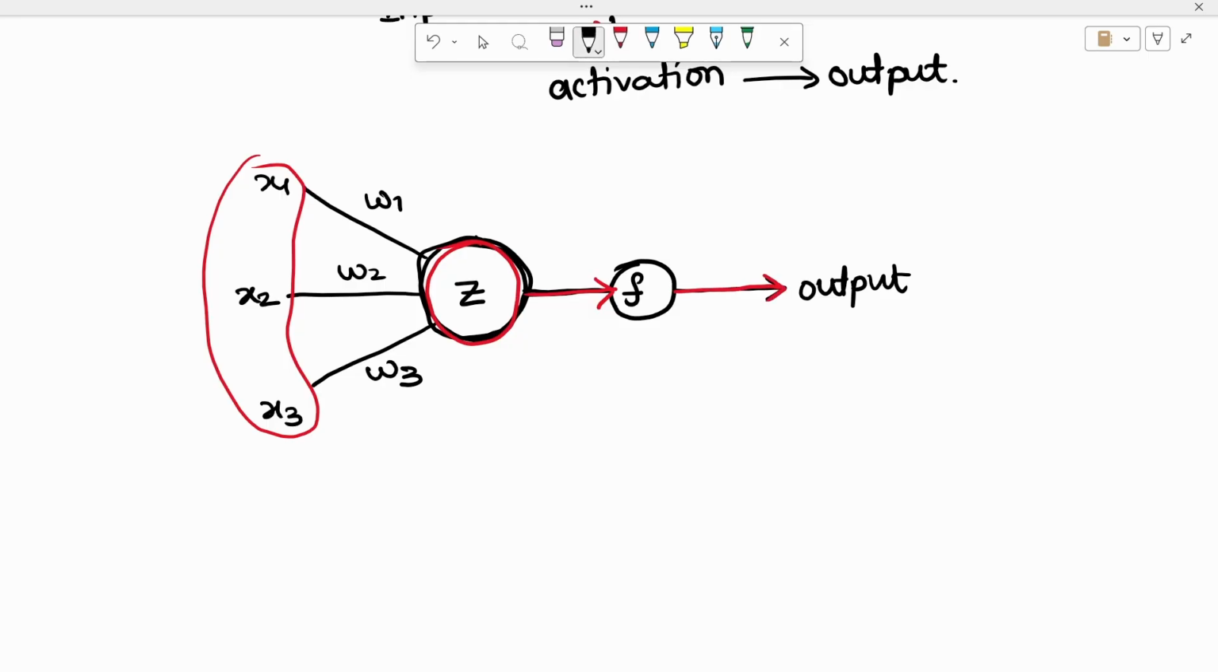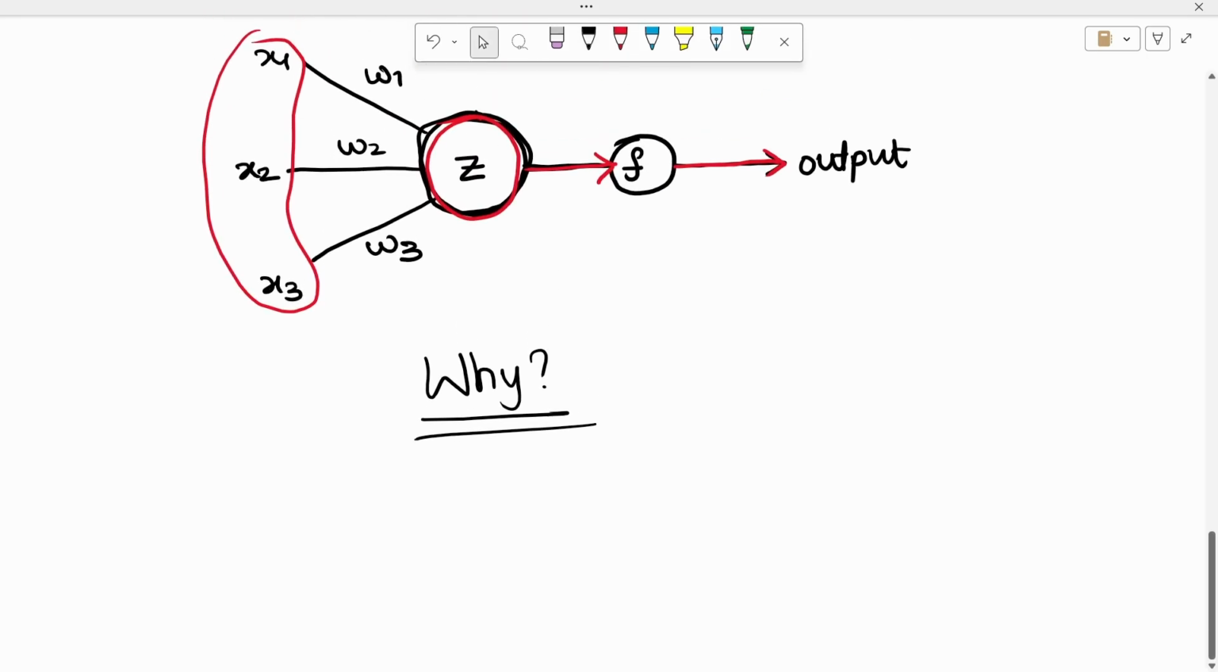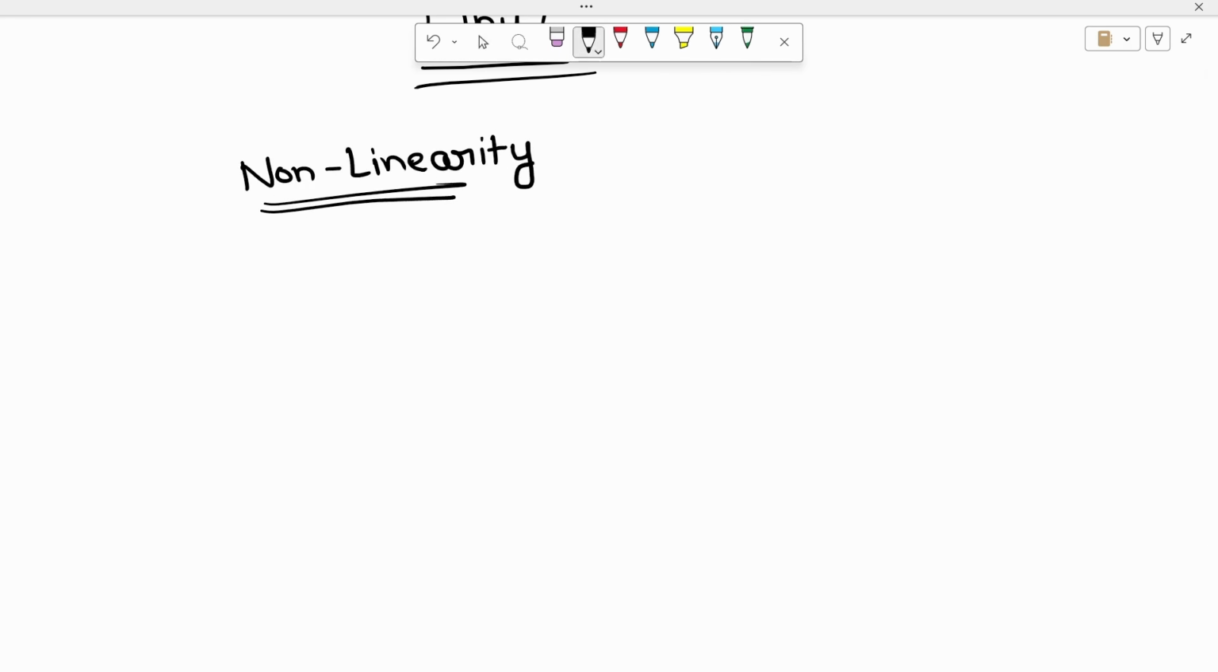Okay, so now you know what activation functions are, but it is crucial to understand why we need them as well. Why do we need activation functions? Can't we just use the weighted sum directly instead of interpreting it in a different way? There are a few reasons why we should do this. The first reason, and probably the most important reason, is non-linearity. Without non-linear activation functions, neural networks are simply useless.